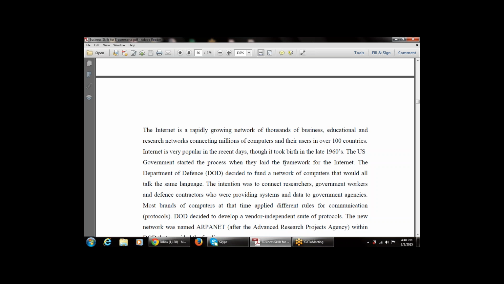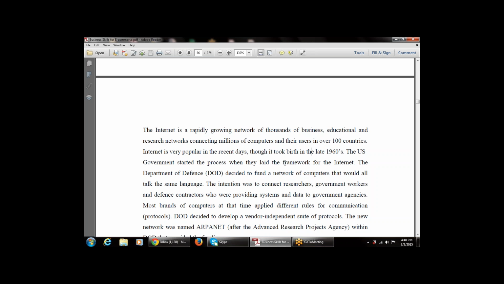The intention was to connect researchers, government workers, and defense contractors. What is the intention of the DoD? That is to connect researchers, government workers, and defense contractors who were providing systems and data to government agencies.